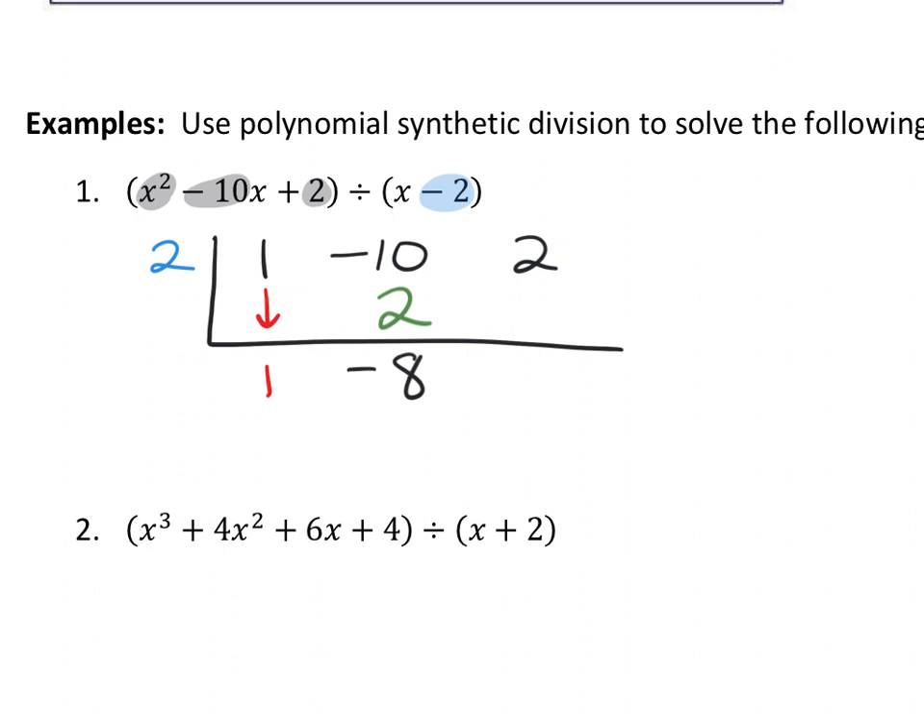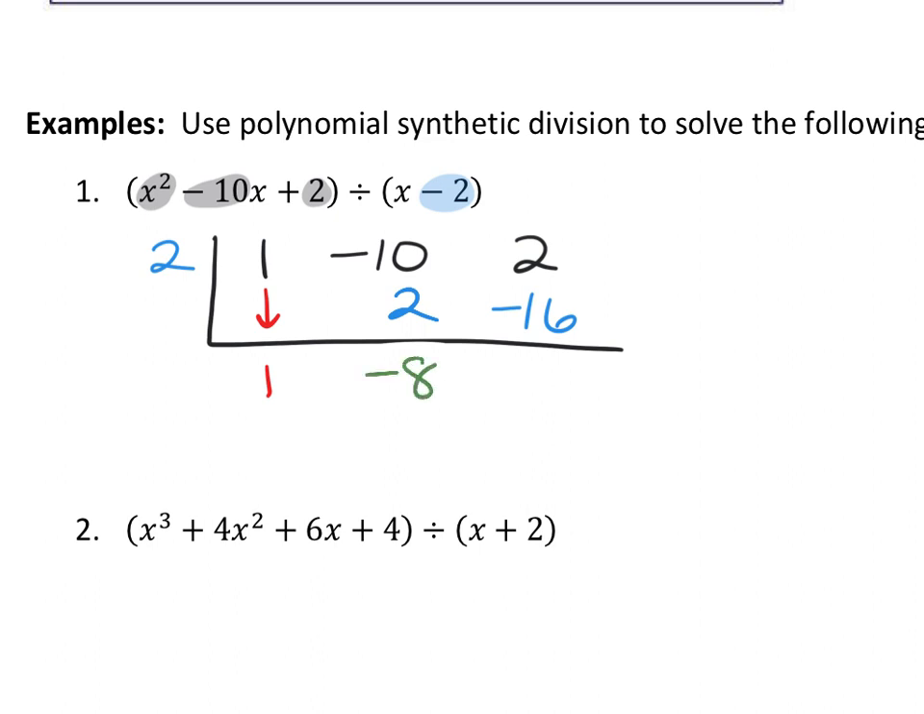Then I multiply again. This time I'm multiplying 2 times negative 8. What is 2 times negative 8? Negative 16. Let me change my color scheme here because I think I'm going to confuse you if I keep changing my colors. Don't erase anything. I'm just changing my color scheme.